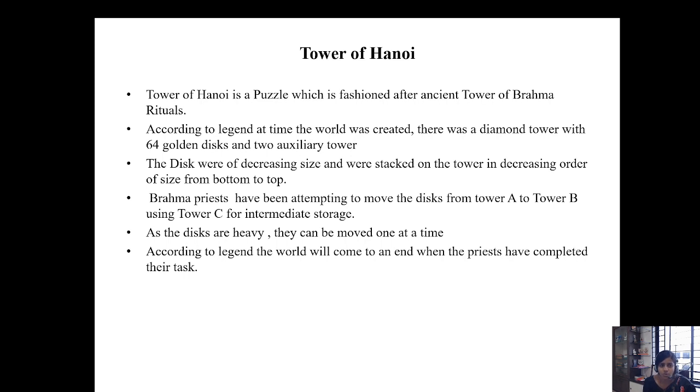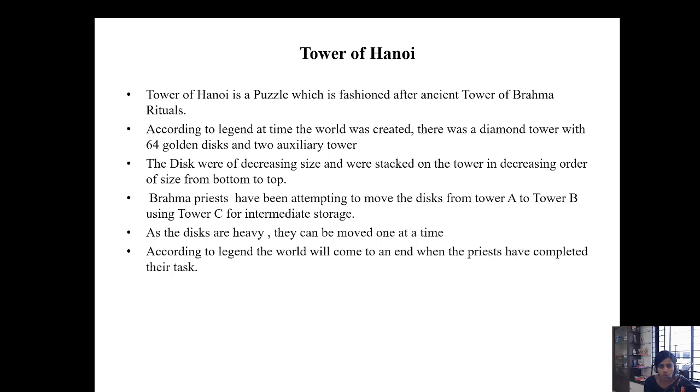Now, what is the Tower of Hanoi? Tower of Hanoi is a puzzle which is fashioned after ancient Tower of Brahma rituals. Actually, it was a ritual followed by the Brahmins, based on which it was a puzzle played by those ancient princes. According to this legend, at the time the world was created, there was a diamond tower which had 64 golden discs and two auxiliary towers.